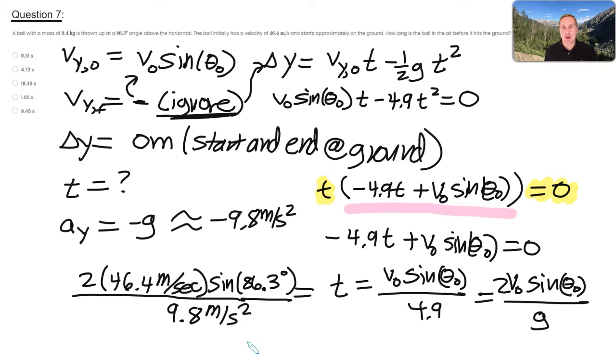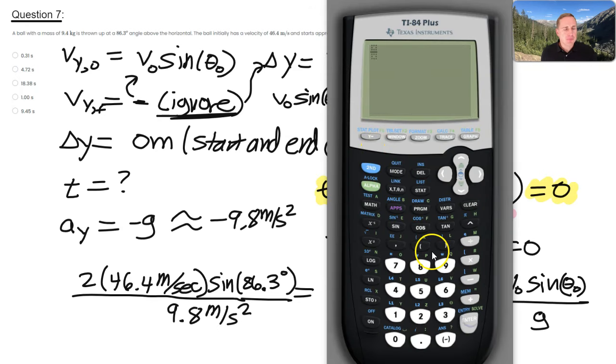Okay, so we need the calculator for this, at least to efficiently calculate it. Okay, so let's go fraction, and then let's go 2 times 46.4 times, and I want to make sure my calculator is in degree mode, which it is. That's good, because I want this angle in degrees. So I need to multiply that by the sine of 86.3 degrees, close it off, and divide by the acceleration due to gravity. So that's 9.8 meters per second squared, close to Earth's surface.